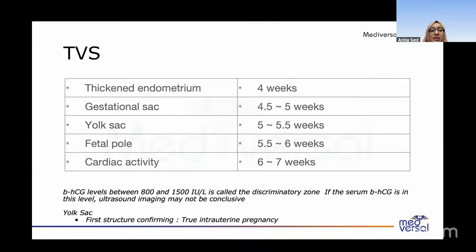Next is, what is this beta HCG discriminatory zone? It is the beta HCG level at which the ultrasound will pick up something. So for you to have these changes in ultrasound, the beta HCG level should be somewhere between 800 to 1500 international unit per ml. That is called the discriminatory zone. That is when all these features will be seen on ultrasound, because anything below this level, the ultrasound will remain inconclusive.